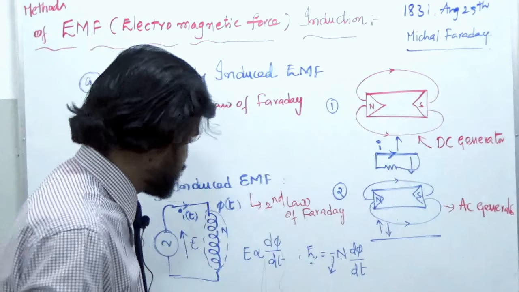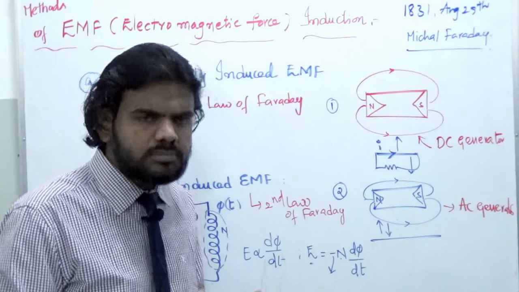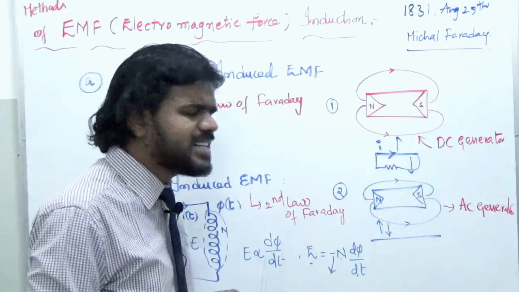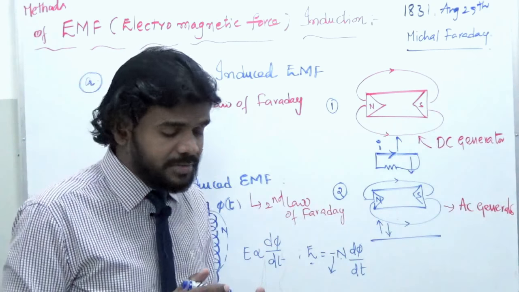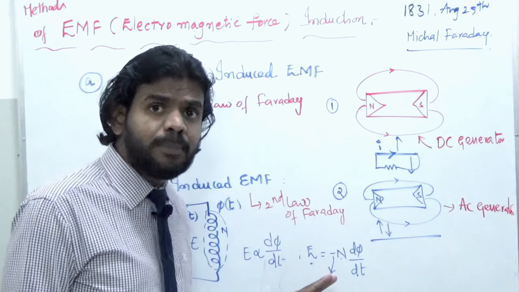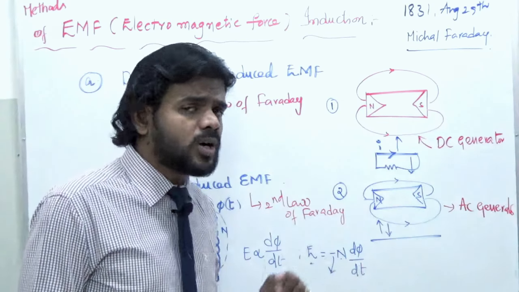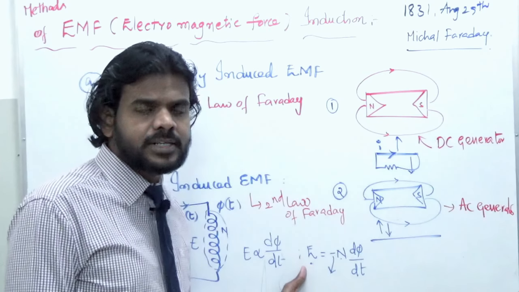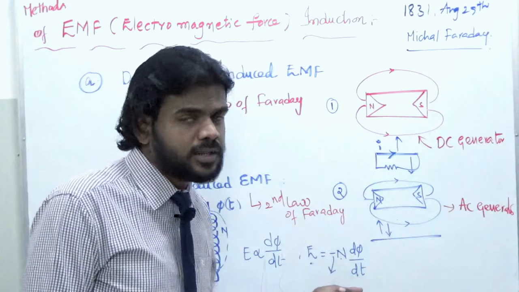EMF induced is always opposing the reason for its production. This minus sign is indicated because of Lenz's law. What is Lenz's law? Lenz's law says very clearly that the effect opposes the very cause of its production. So what is the effect here? EMF induction is the effect. And the very cause of its production is what? Rate of change of flux.